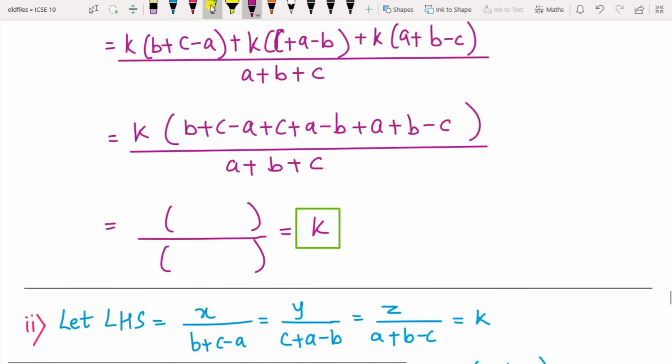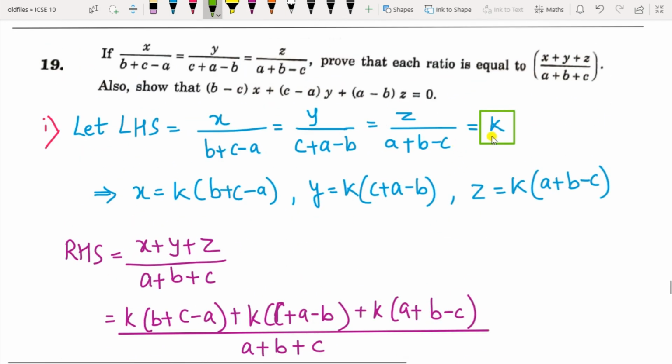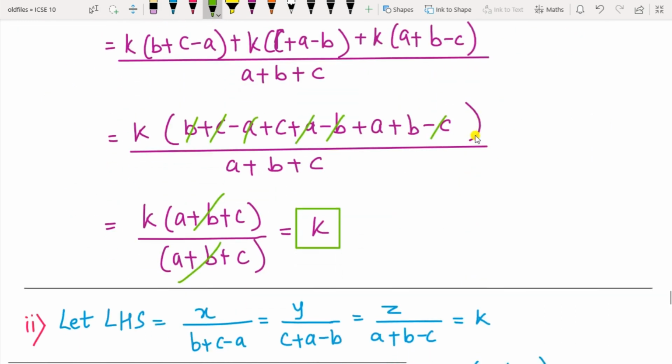So cancel out the terms with the opposite sign. So this is plus b minus b, this is plus c minus c, and plus a minus a. So the remaining is k(a + b + c) upon the denominator, and this will also get cancelled. So the value is k here. So hence your LHS is equal to RHS, that is also k.